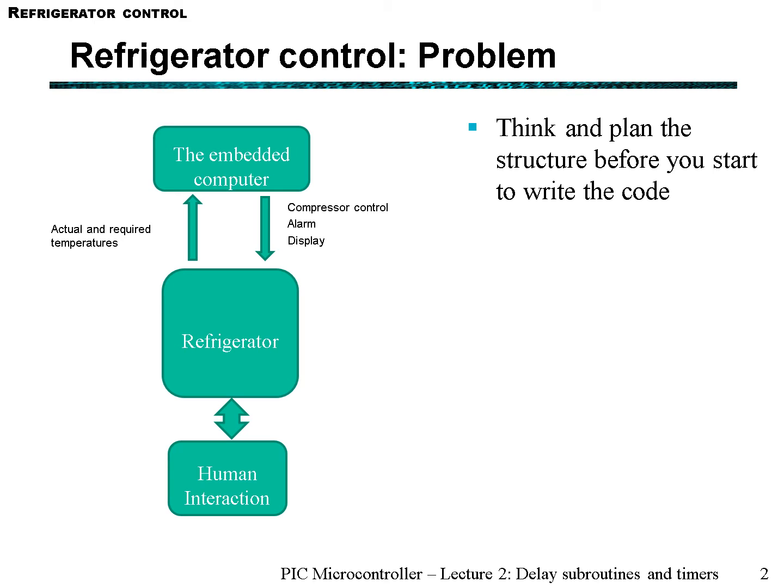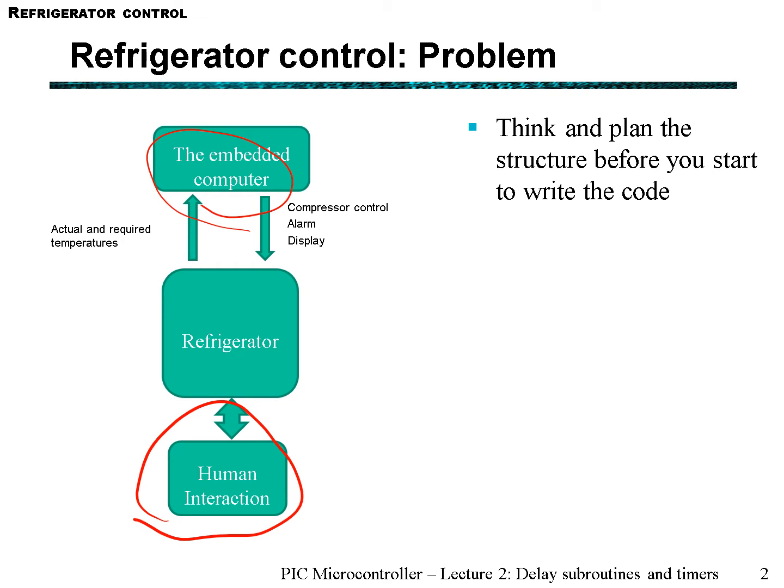So in a typical controller system, we have our human interaction over here, which contributes to the embedded computer. And this is where the computation occurs, and the computer does its computations and controls the compressor and the alarm and the display. And that's based off the actual and required temperatures inputted by both the human and the system itself.